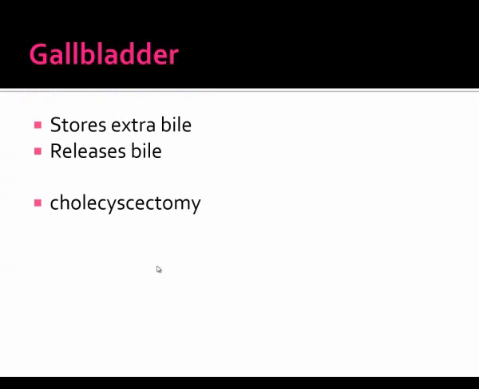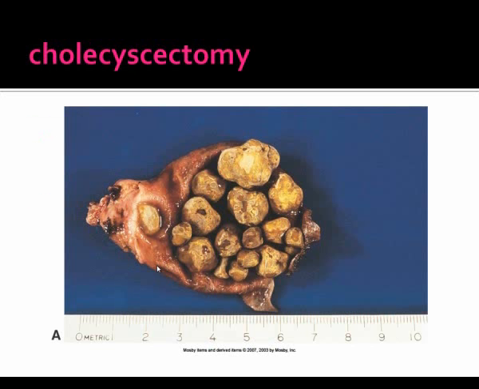The gallbladder's job is to store extra bile and then eventually release it. It does not produce bile, it just stores it, so it comes from the liver, stores it, releases it when we need it. So we can live without our gallbladder, unlike our liver, and we get rid of our gallbladder. It's called a cholecystectomy. And here's a picture of gallstones that you can see here.